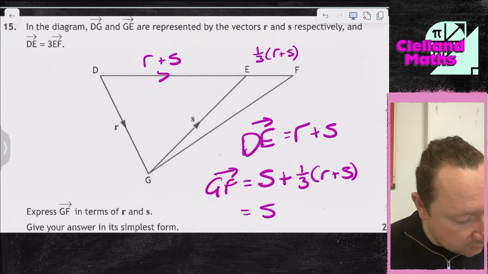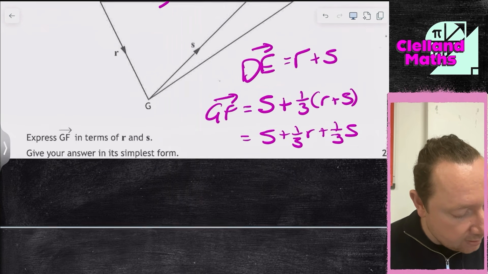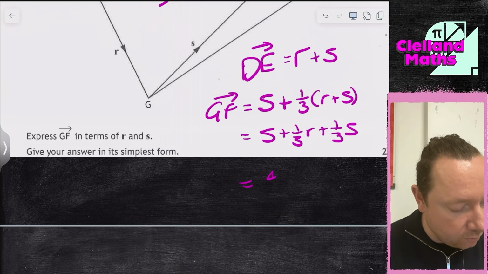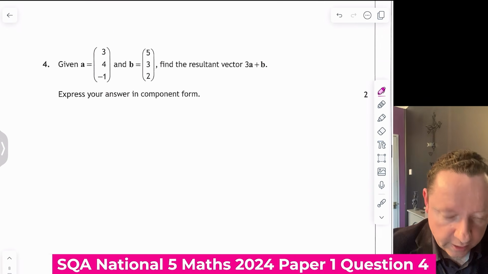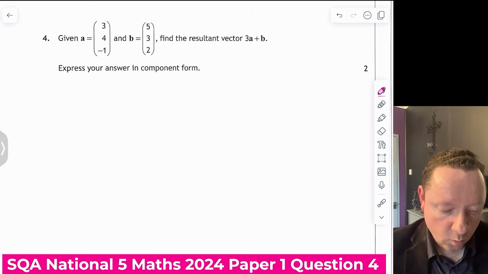Expand the bracket, S plus a third R plus a third S. S plus a third S is 4/3 S, say, plus a third R. And we're done there.